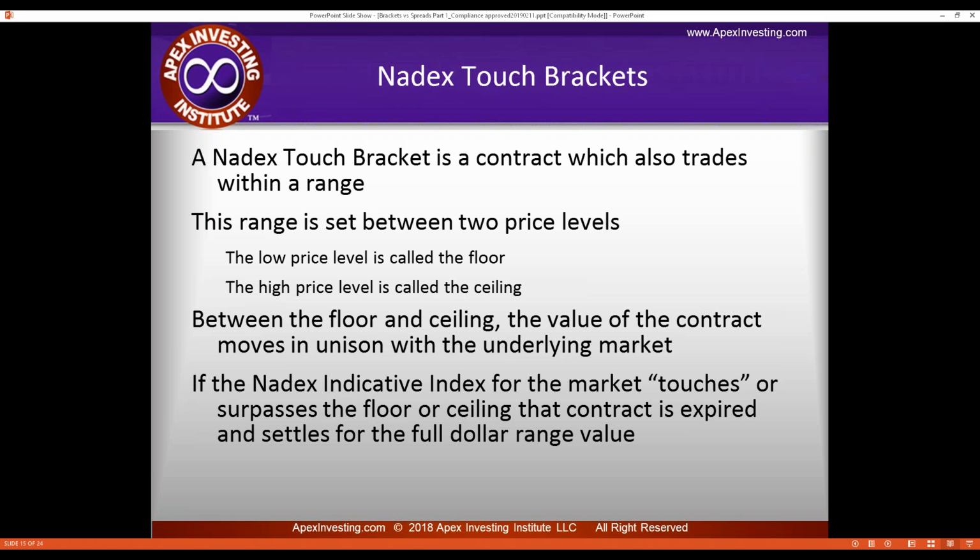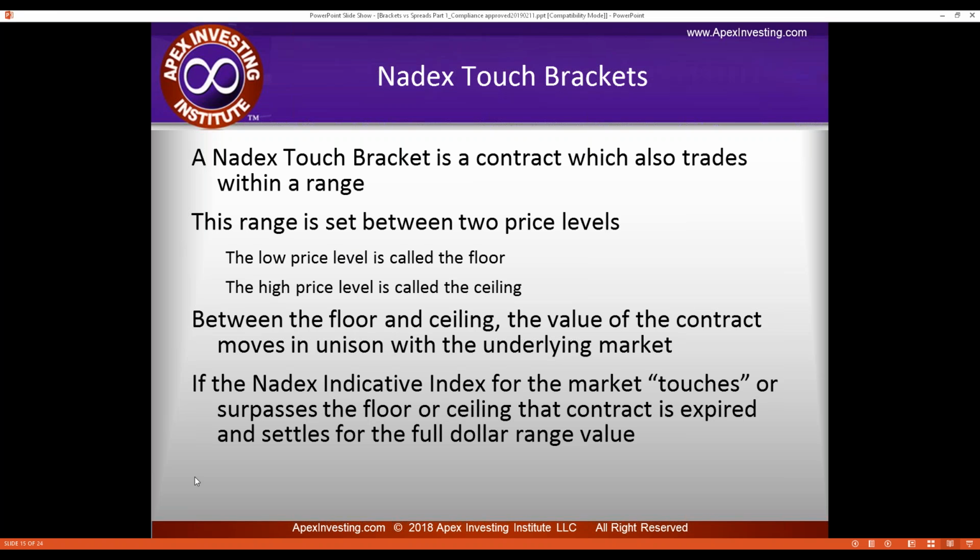But a couple of big differences here. Notice the name of it. It's a touch bracket. If the Nadex indicative for the market touches or surpasses the floor or ceiling, that contract is expired and settles for the full dollar range. Remember how on the spreads, if it touched a floor or ceiling or went outside of a floor or ceiling, it does not close out the trade. The trade is still open. On a touch bracket, if it touches that floor or ceiling, it will close out the trade. Do you see the big difference there?